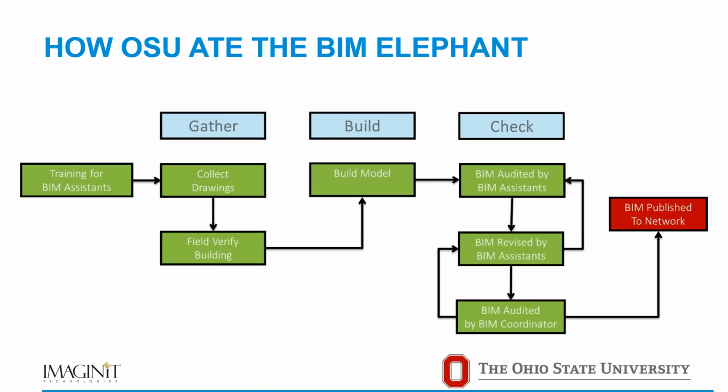And then the last part is this process of checking the model. I'll talk in a little more detail about this in a moment, but the student in our case is going to be checking their own model using some tools, and then they're going to pass it off to the BIM coordinator, and she's going to run those same tools and do some visual checks. She's going to pass it back if there's anything missing or incorrect. And that process is going to continue to iterate until she's happy with it. She gives it a thumbs up, and it gets published to our network, and it's now available for everyone else to use.